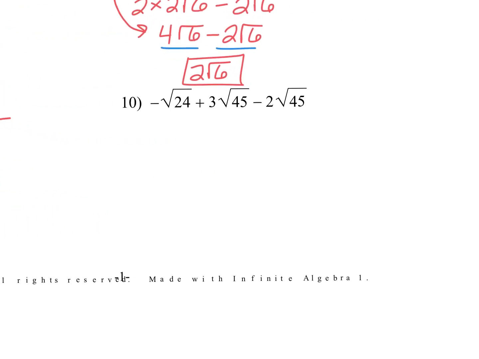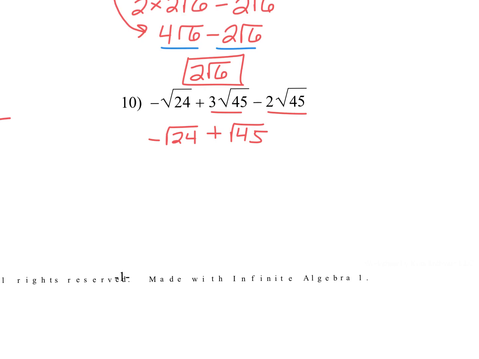Is there anything I can combine right away? Do we have like terms? Yep, we have like terms. Let's take care of those first. I'm going to keep the first one. What do I get when I combine the square root of 45 together? 1. I get 1 square root of 45. Does that mean I'm done since I combined like terms? No. Why not? It's not simplified.